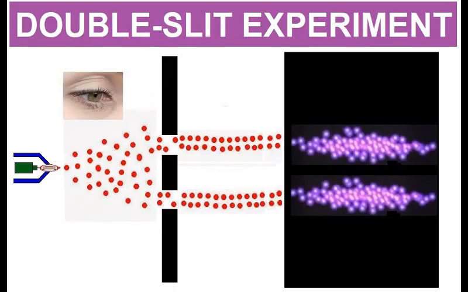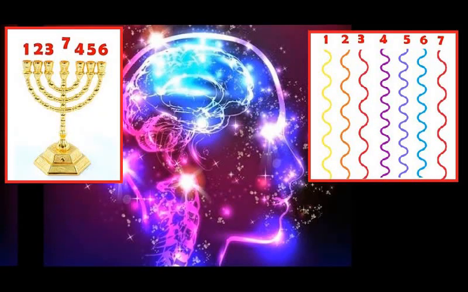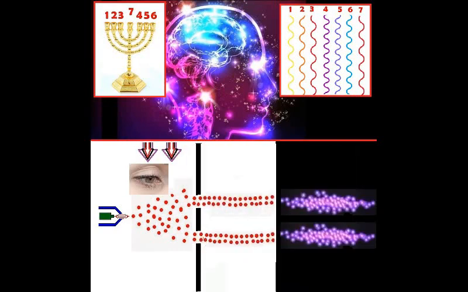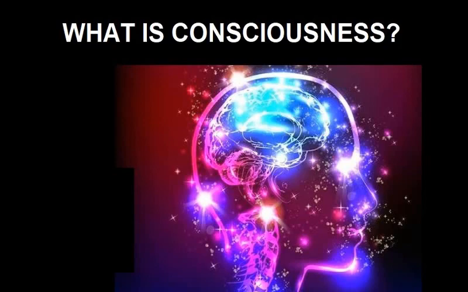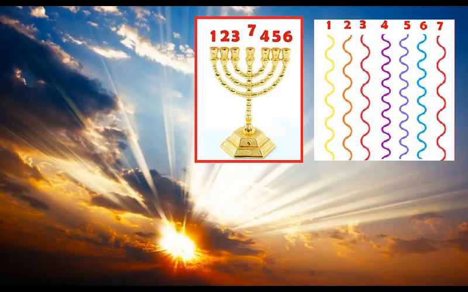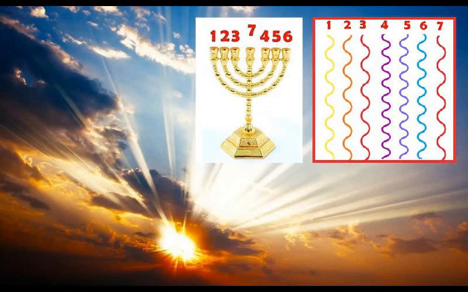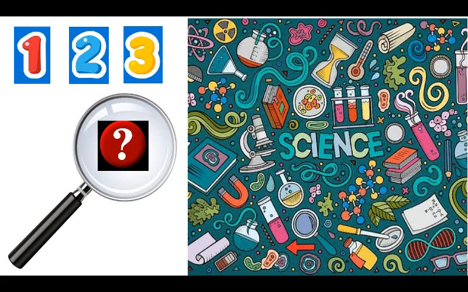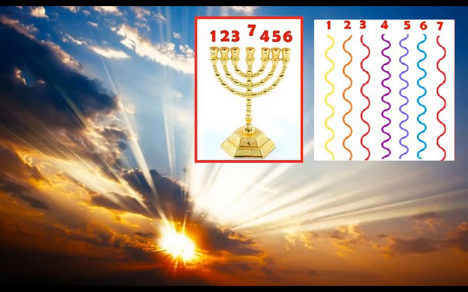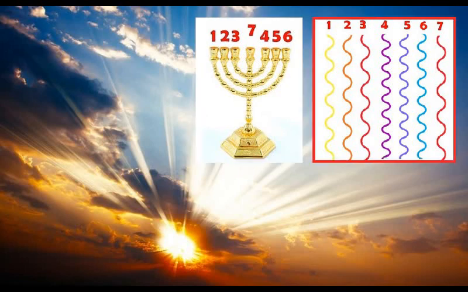Regarding the double-slit experiment, perhaps it's this realm of consciousness that, when focused on electrons, changes their behavior from waves to particles. And perhaps our consciousness exists in the 7-dimensional arena, represented by the menorah and the other dimensions of superstring theory. Our task now is to investigate and delve deeper into understanding this other realm that is represented by the menorah, and perhaps involves the 7 other dimensions of superstring theory.